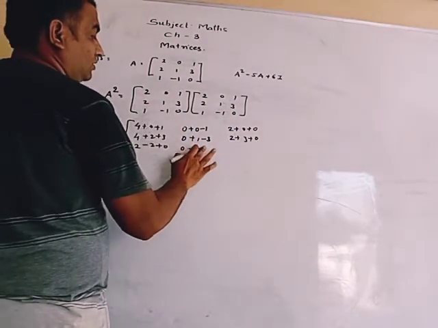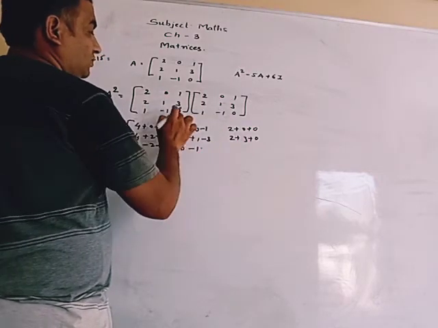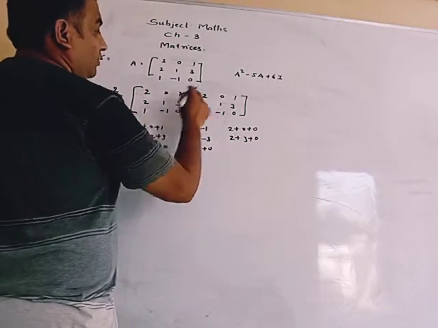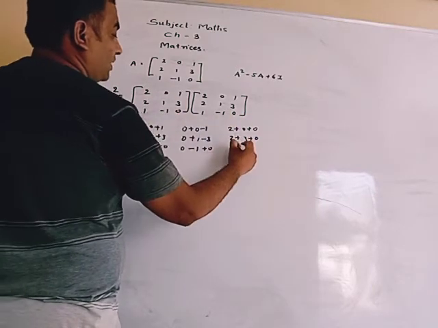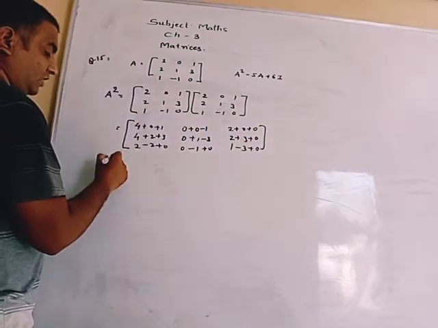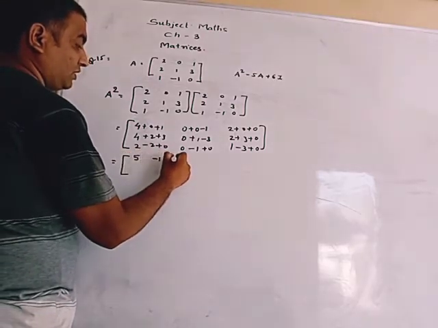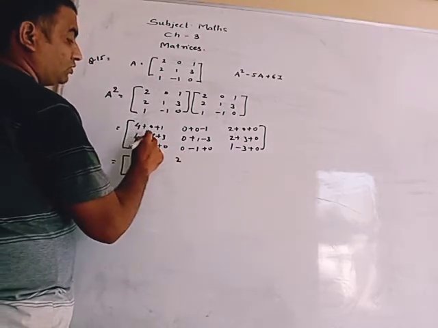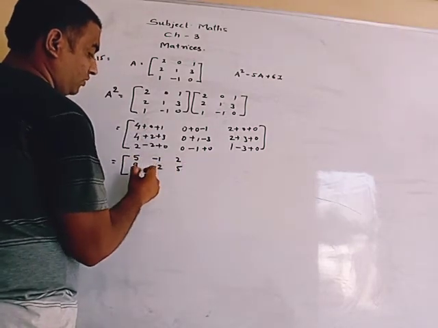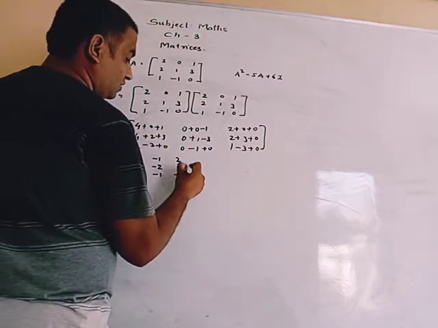Then 1 multiply 2 is 2, minus 1 multiply 2, minus 2, 0 multiply 1, 0. 1 multiply 0, 0, minus 1 multiply 1, minus 1, minus 1 into minus 1, plus 1. Minus 1 multiply 3, minus 3, 0 multiply 0, 0. And so the A square value we get is [5, -1, 2; 4, 2, 6; 3, 9, -2; 5, 0, -1, -2].